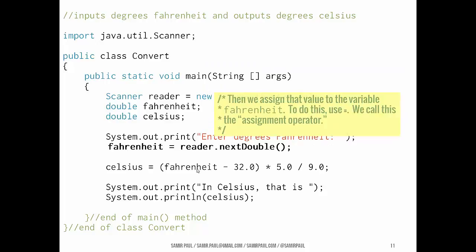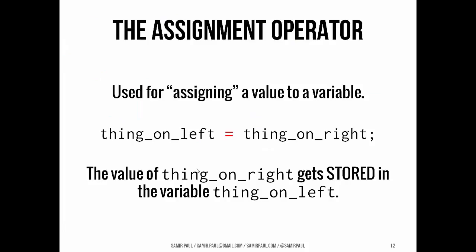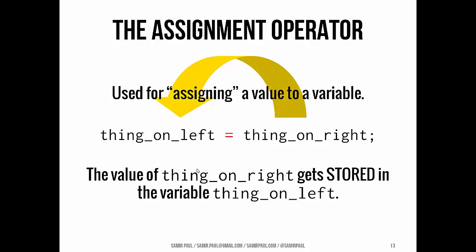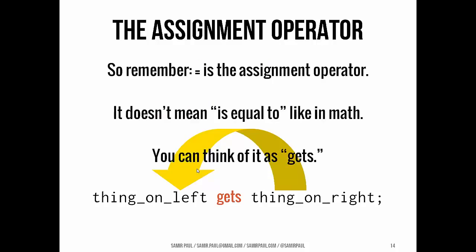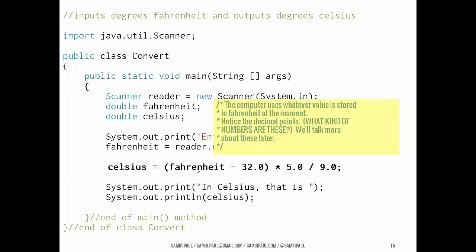Great. Easy enough. This is an assignment statement. We're using the assignment operator. That's what that equal sign is. So this is important. Assignments happen right to left. The value of the thing on the right gets stored in the variable on the left. So that's not the equal sign like in math. The equal sign in Java is the assignment operator. It may be easier for you to think about it as "gets." So you can say the thing on the left gets the thing on the right. Whatever helps you not get confused. The single equal sign is the assignment operator.